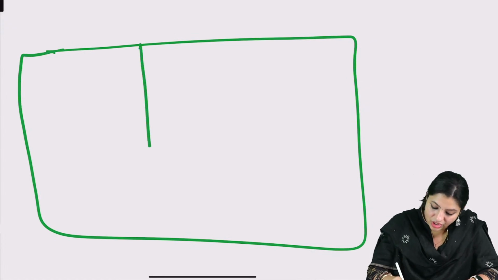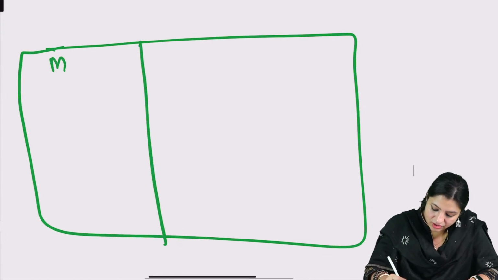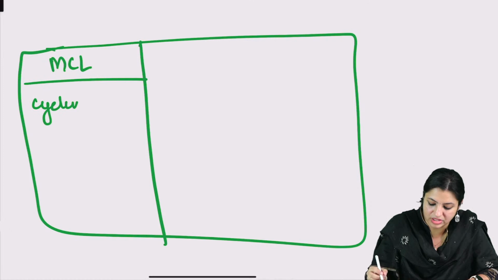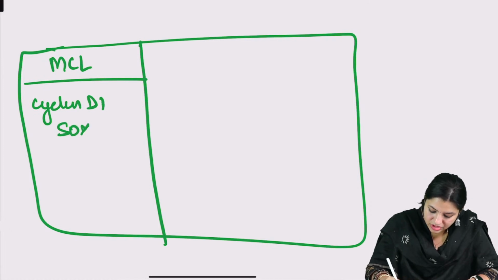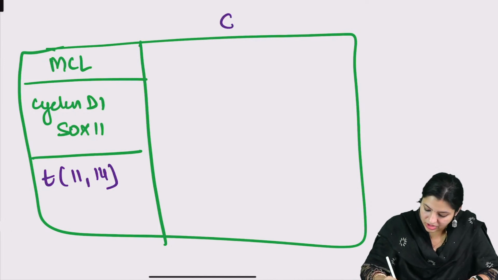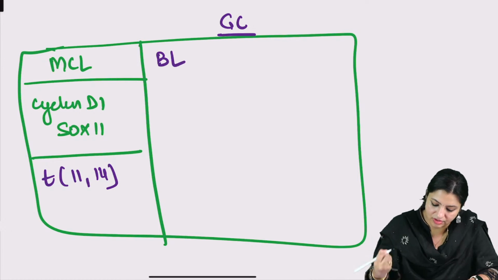Coming to the follicular lymphomas. Follicular lymphomas are the tumors which are BCL2 positive. Normally germinal centers do not contain BCL2, but these are BCL2 positive. Apart from that, they are also positive for CD10 and BCL6. And whenever we talk about follicular lymphoma, the translocation typically is t(14;18). That's the translocation of follicular lymphoma.